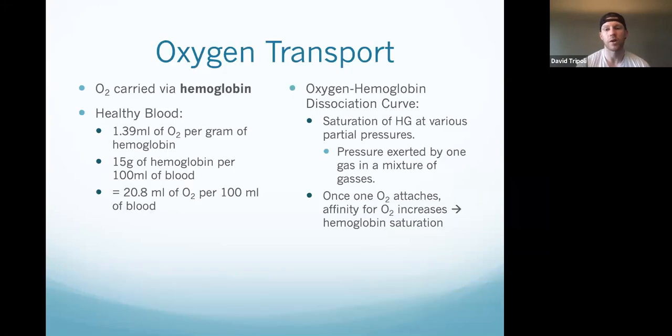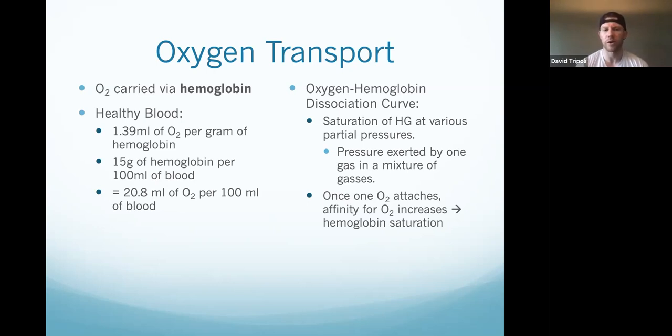So, oxygen transport. O2, you'll see that for oxygen, is carried by something called hemoglobin. Hemoglobin is a protein within blood that carries this oxygen through the blood to whatever it needs to get to. And then a little bit of math, just so you understand it.